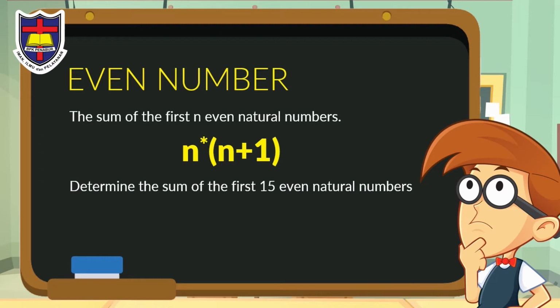So determine the sum of the first 15 even natural numbers. So the n will be 15. So n times n plus 1, 15 times 15 plus 1. So we do the operation in the parentheses first. 15 plus 1 equals 16. So 16 times 15 equals 240.